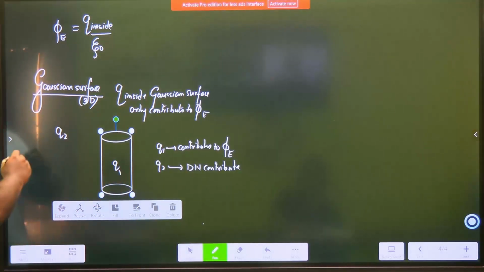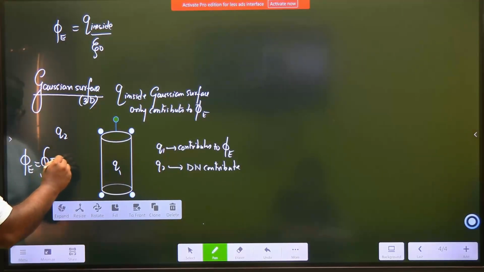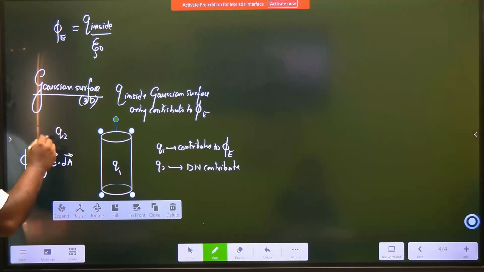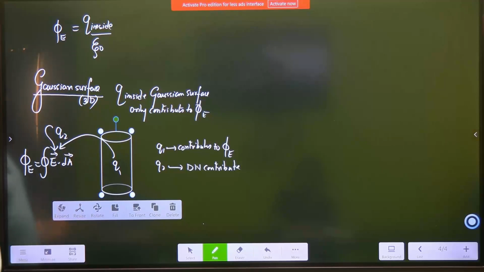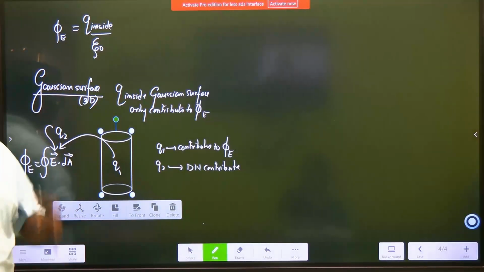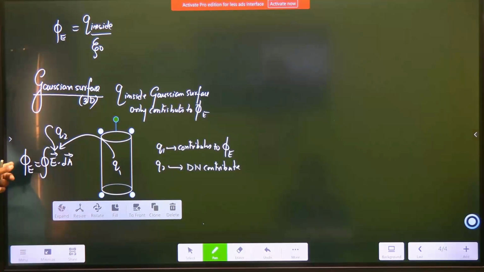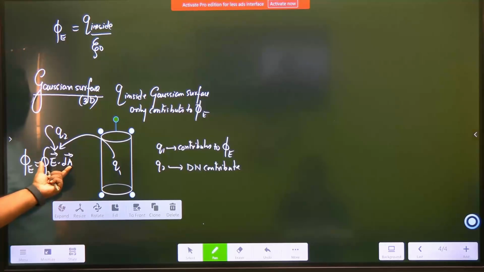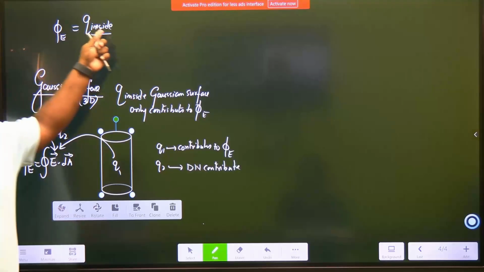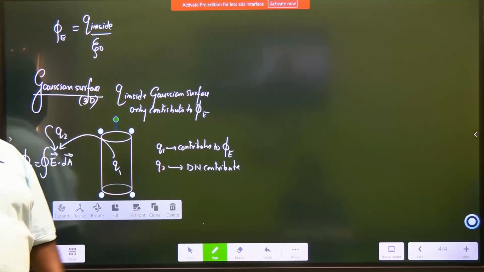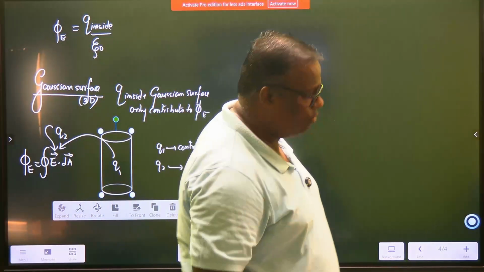However, when you write the flux as phi E is equal to the closed surface integral of E dot dA, remember this? Q2 contributes to this E, Q1 also contributes to the E, because the electric field is the net electric field. So the electric field will be contributed by both the charges. But if you are trying to calculate the flux, then only the charge inside matters. The charge outside does not matter. Okay, we'll talk more about Gaussian surface.